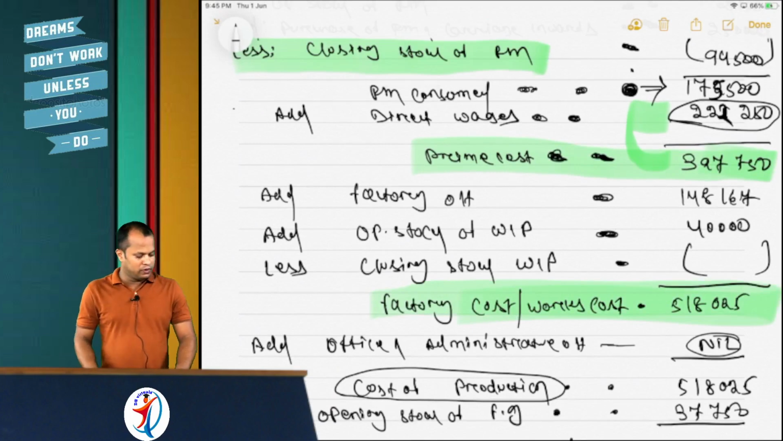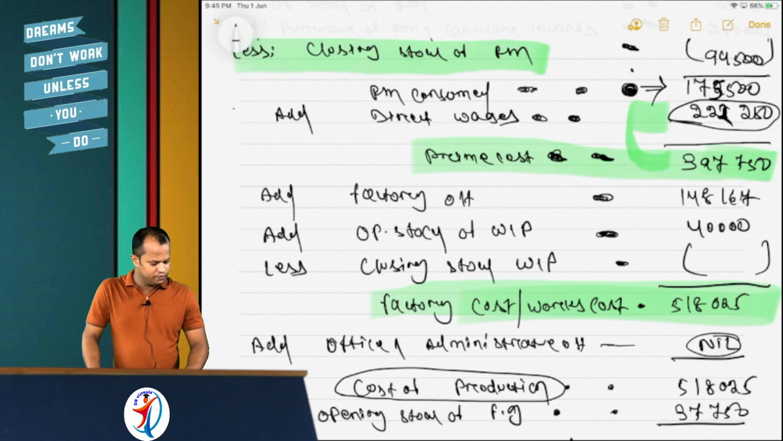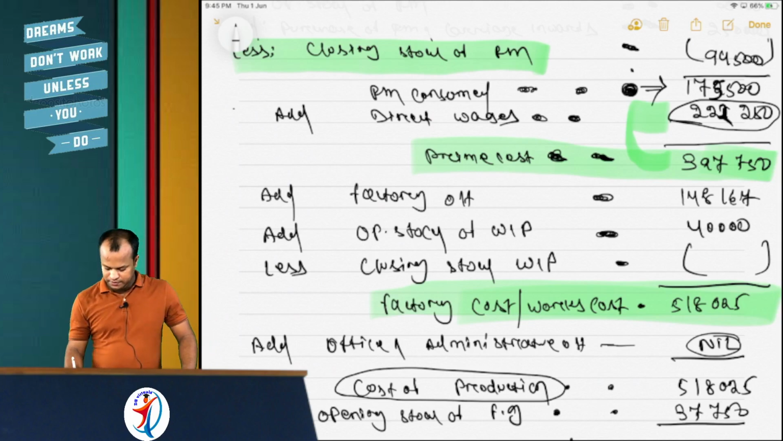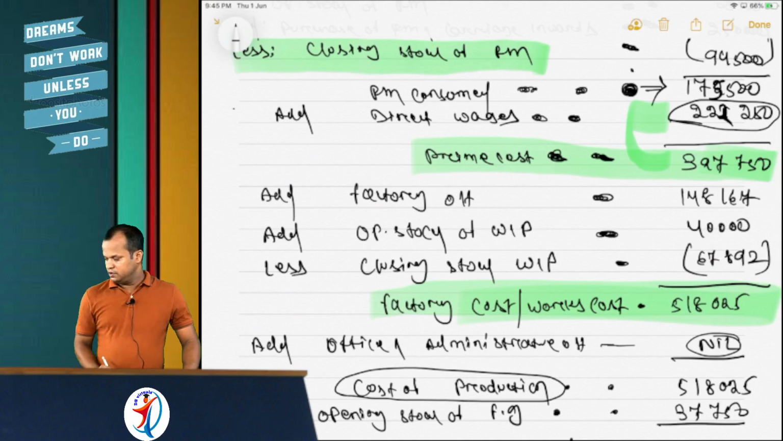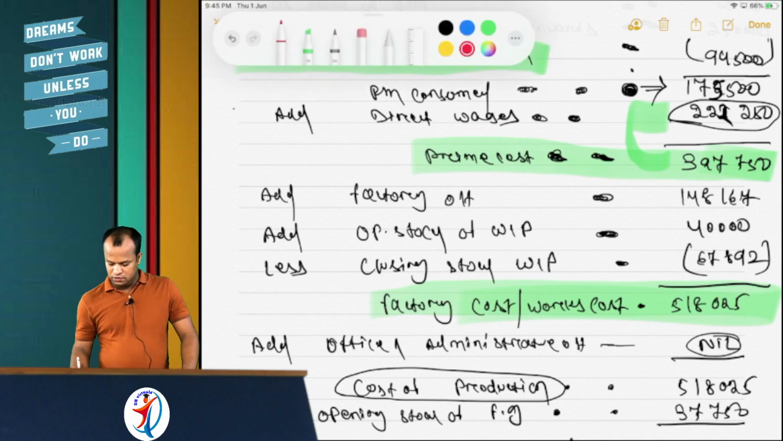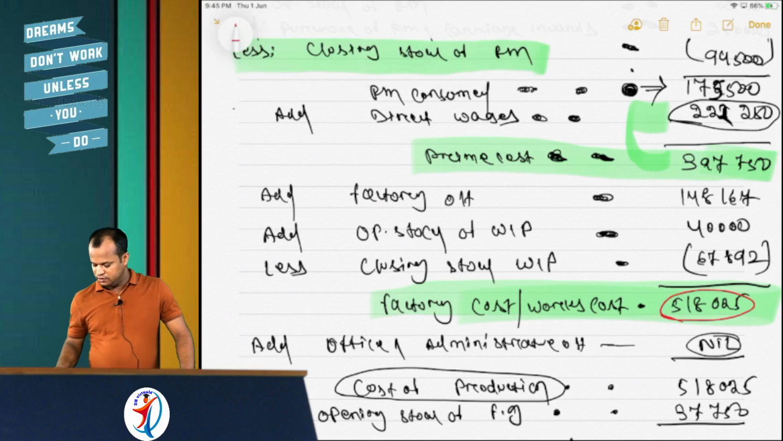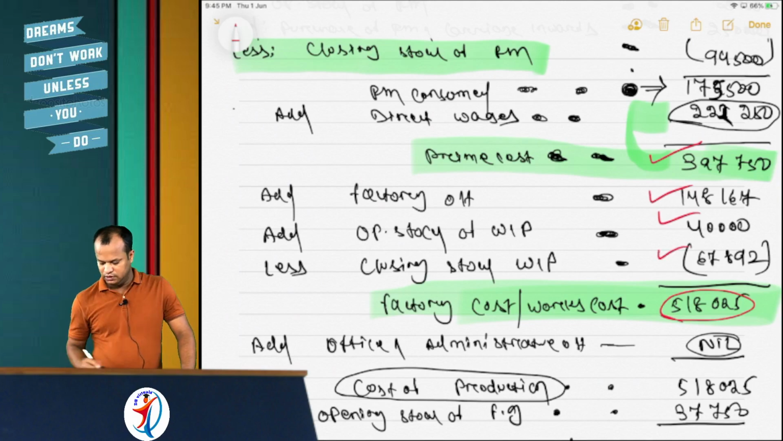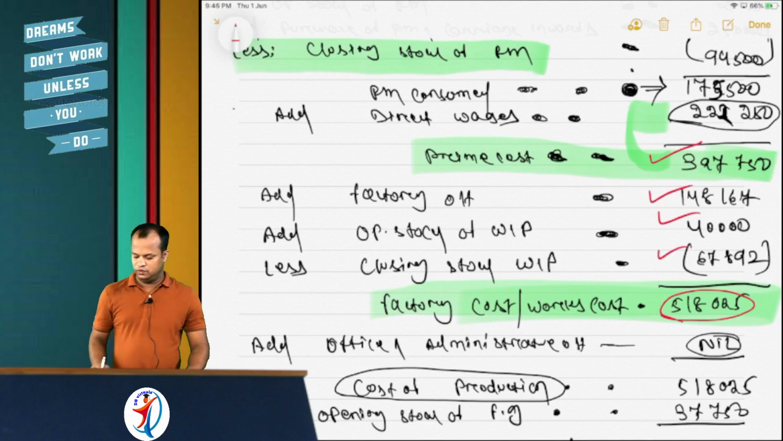Tell me what is the amount of closing WIP? 67,892. Sir, how? 5,18,025 minus 3,97,750 minus 148,167 minus 40,000 gives 67,892. Okay.